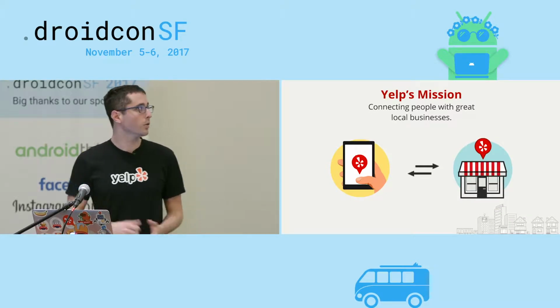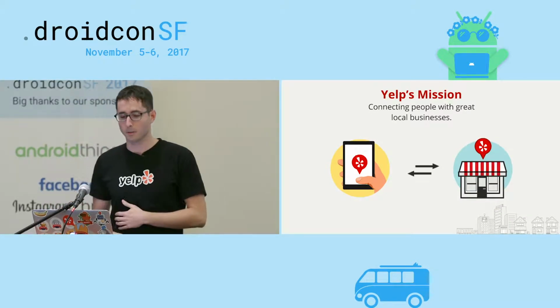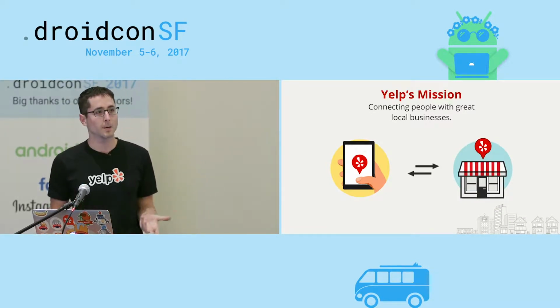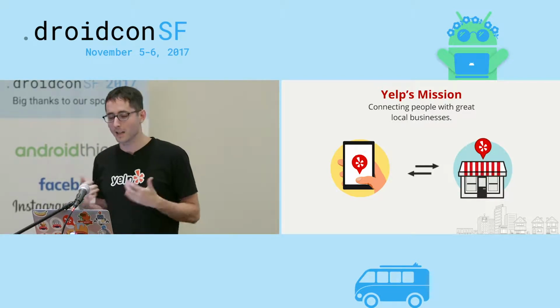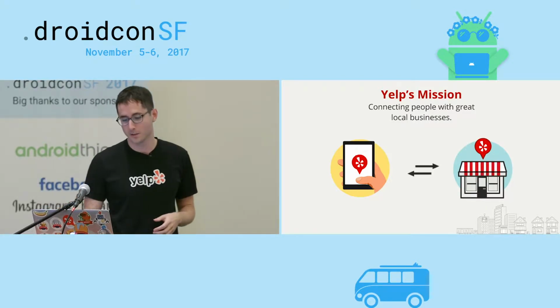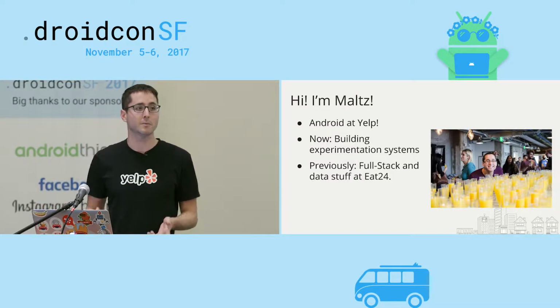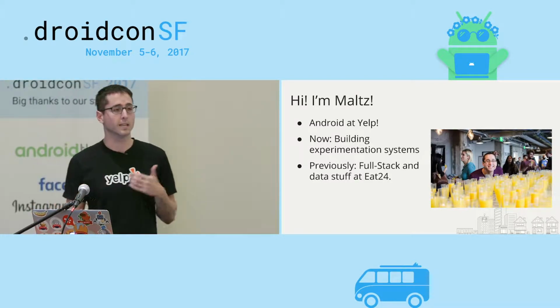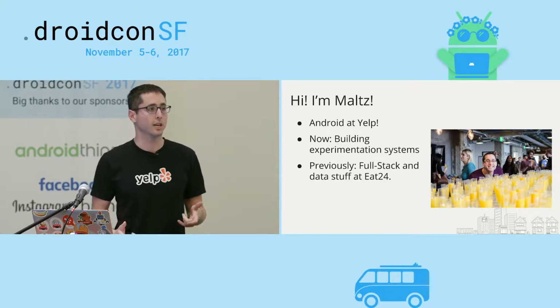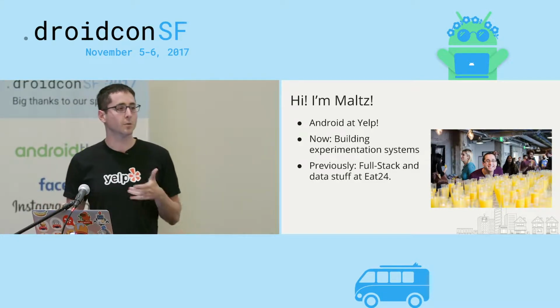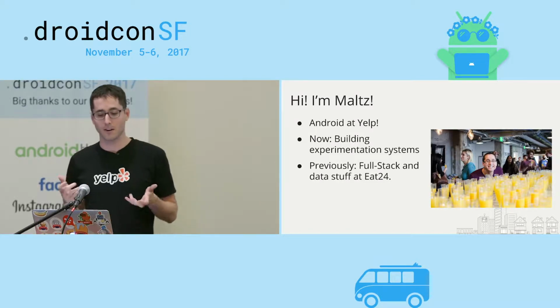For those of you who don't know, I work at Yelp. Yelp's mission is to connect people with great local businesses. We do that by making a website and a mobile application that helps you connect with great local businesses. I am involved with working on our Android experimentation team at Yelp. So basically working day in and day out to build our next generation experimentation platform. So I'm dealing with all of these questions around mobile A/B testing every day.